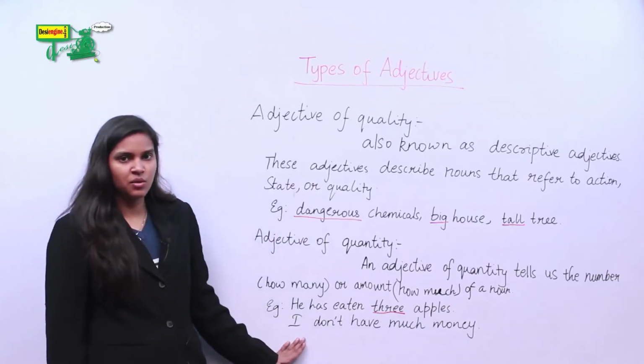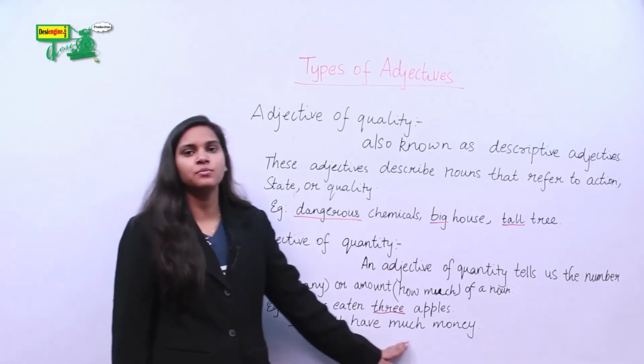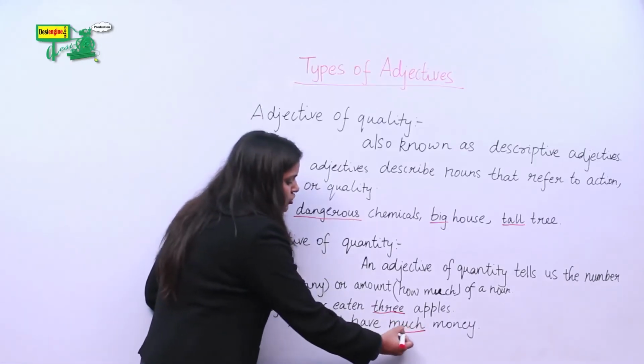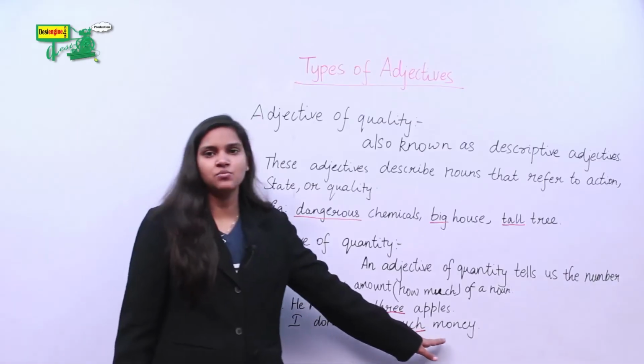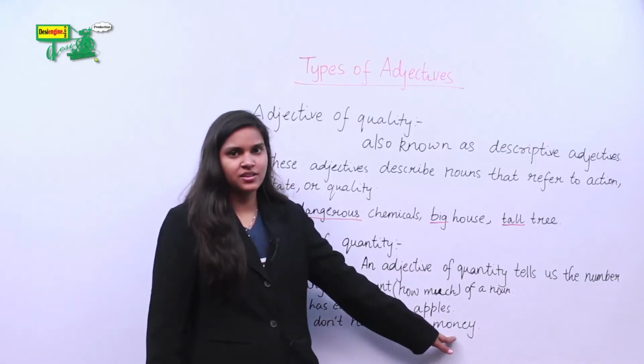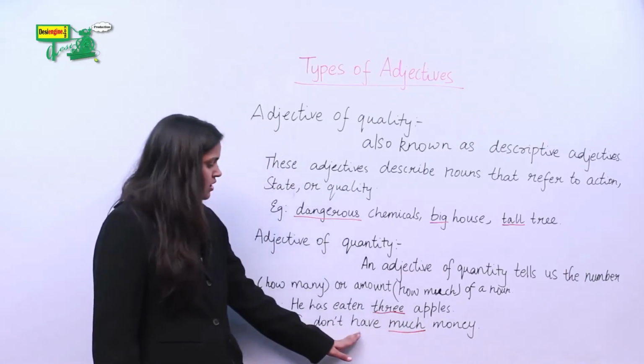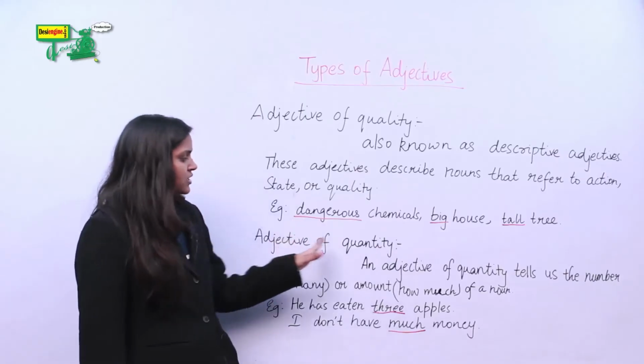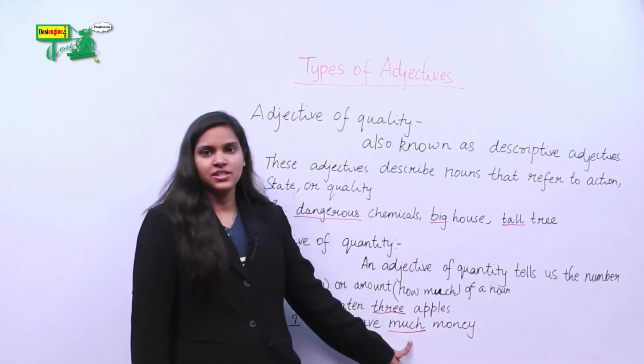Let's take another example. I don't have much money. Here the word much tells me the amount of money that I have, that it is not much. Therefore, much becomes my adjective of quantity.